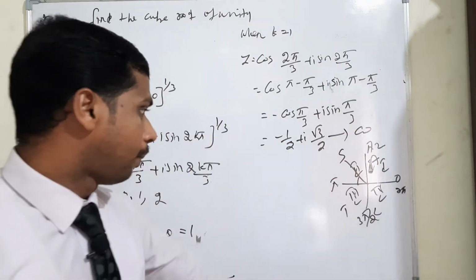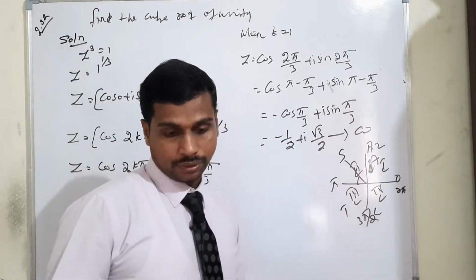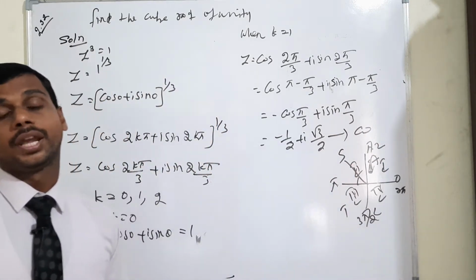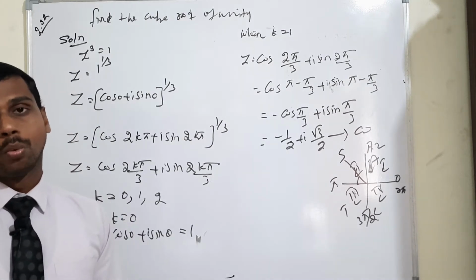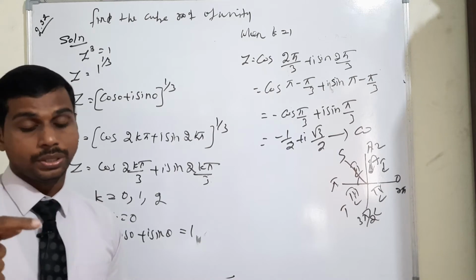I will explain why I am adding each and every answer one by one, because already you know that finding the nth roots of unity, the sum of the nth roots of unity, means the value will be 1 plus omega plus omega square is equal to 0.